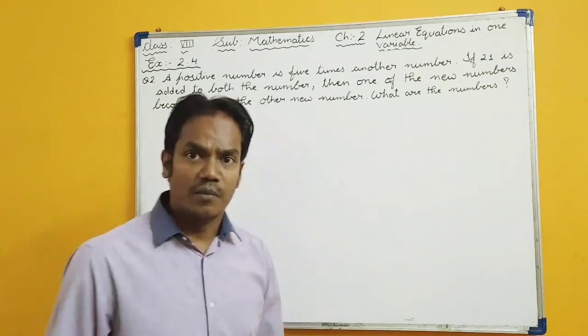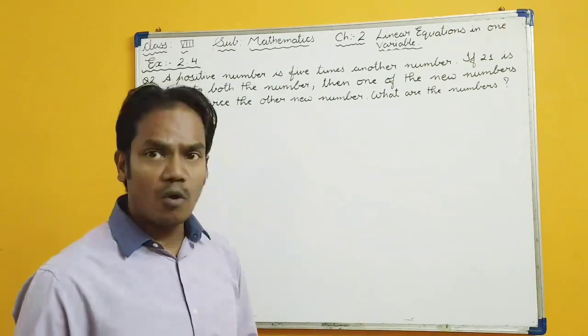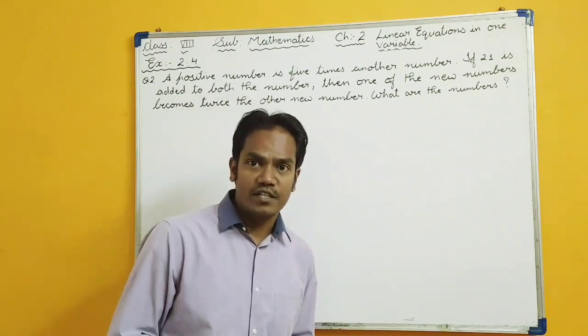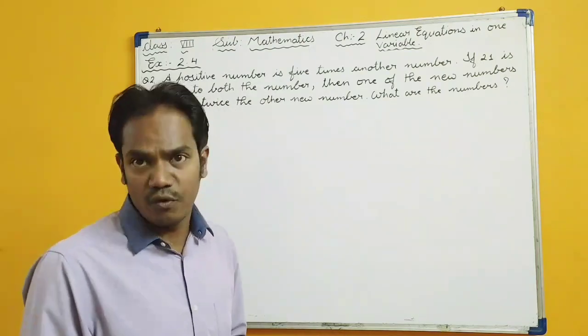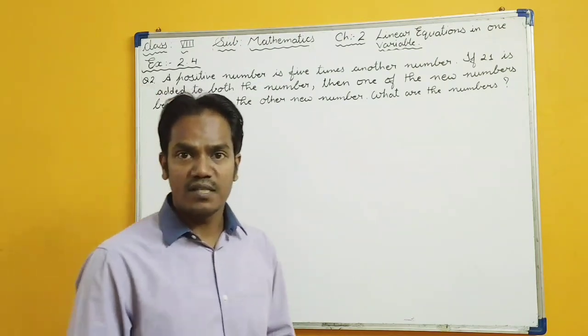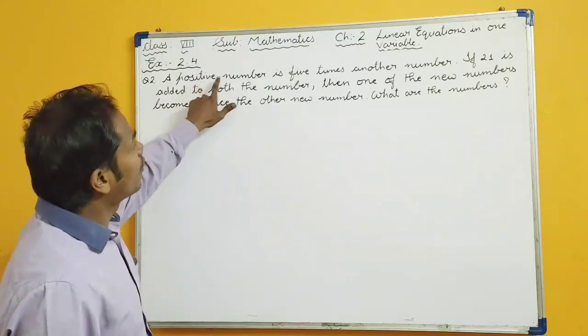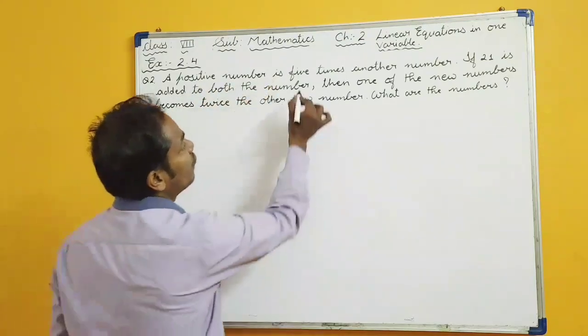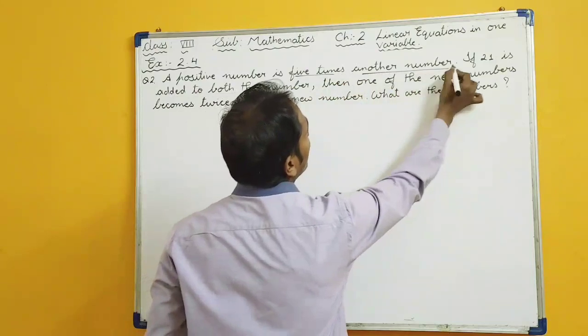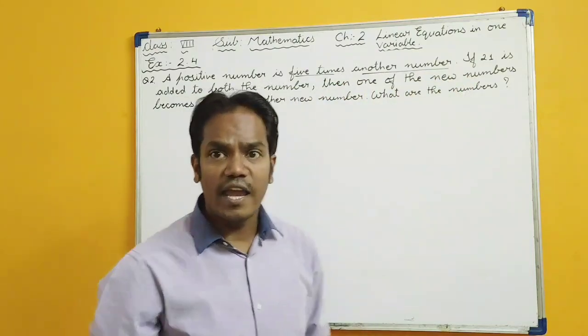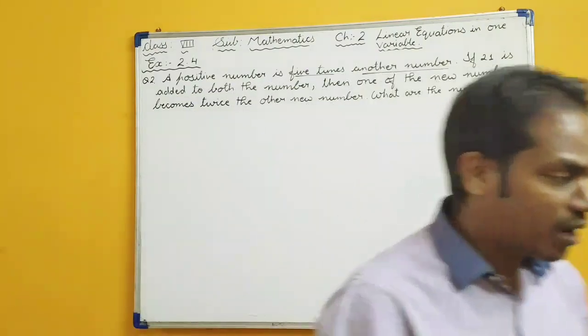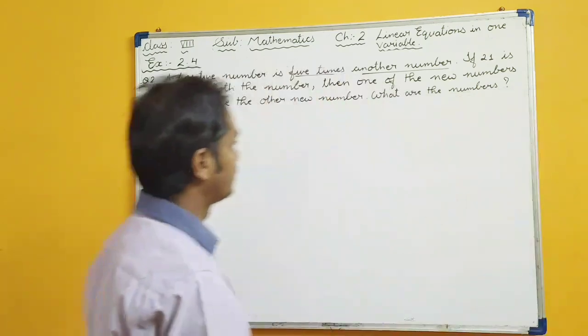What are the numbers? In such type of word problem, you have to face many complications. So read your question very carefully before starting. Try to understand the question. A positive number is 5 times another number. So first of all, I will assume another number. Let the another number be x.